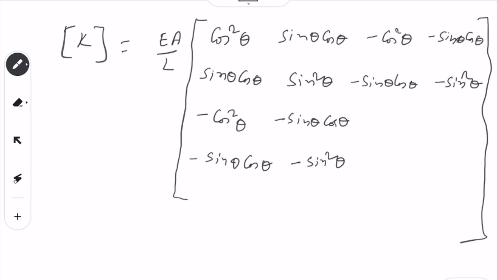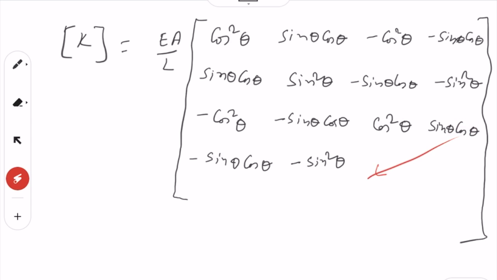Okay, so now whatever you get here should be minus of this here, minus of this here. So you can write here cos square theta and then here sin theta cos theta. And since this is symmetric, this value will be the same here. Or you can also think in terms of it: if the first term is minus sin theta cos theta, the third term should be sin theta cos theta, and similarly this should be here sin square theta.